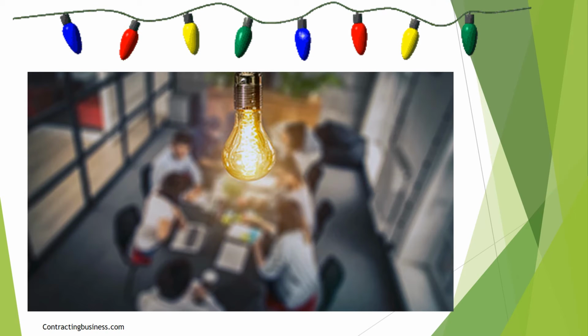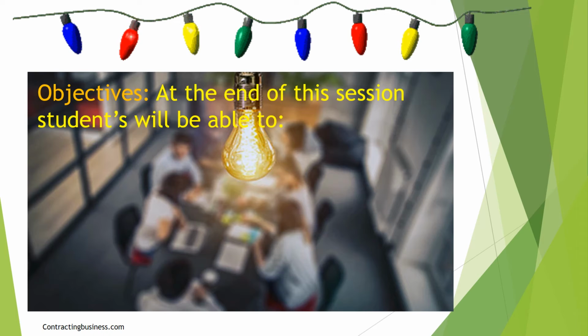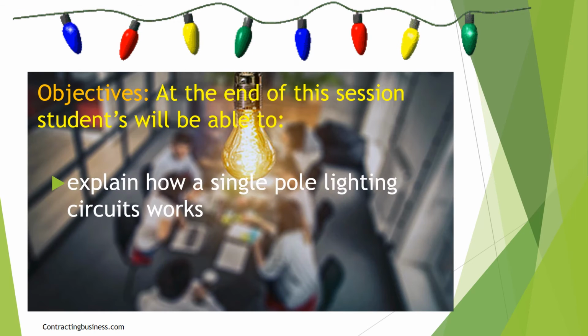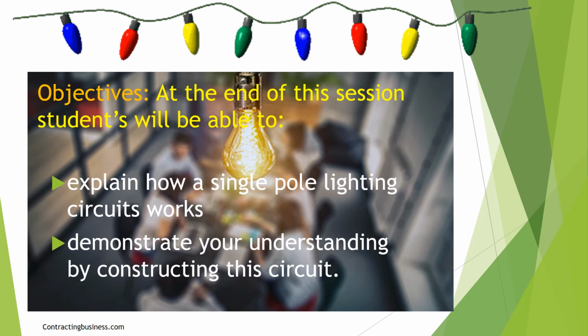If we look at our objectives, what we should accomplish at the end of this lesson or this session: one, we want to be able to explain how a single pole lighting circuit works. And two, after understanding how the circuit behaves, we want to be able to show that we have learned something by constructing the circuit. Let's go.